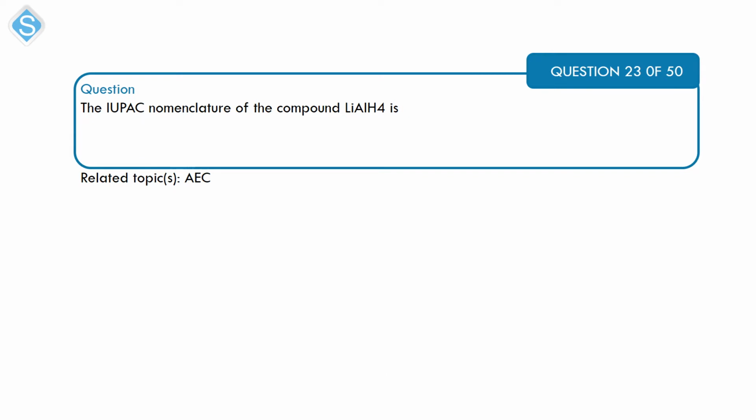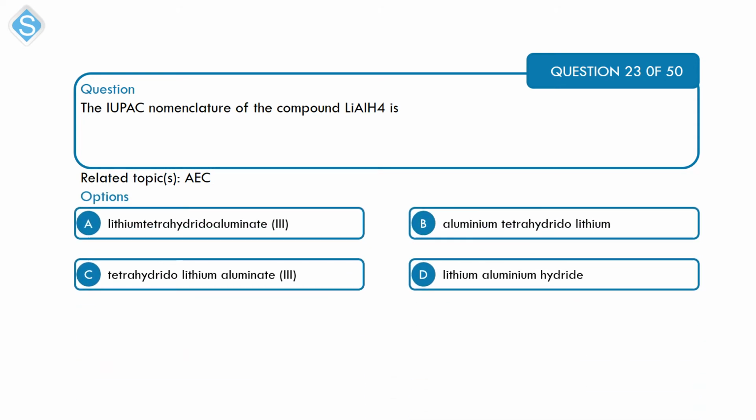Next question is on naming. The IUPAC nomenclature of the compound LiAlH4 is: A, lithium tetrahydroaluminate; B, aluminium tetrahydrolithium; C, tetrahydrolithium aluminate; and D, lithium aluminium hydride. Okay, so option A is the correct option. It is lithium tetrahydroaluminate.